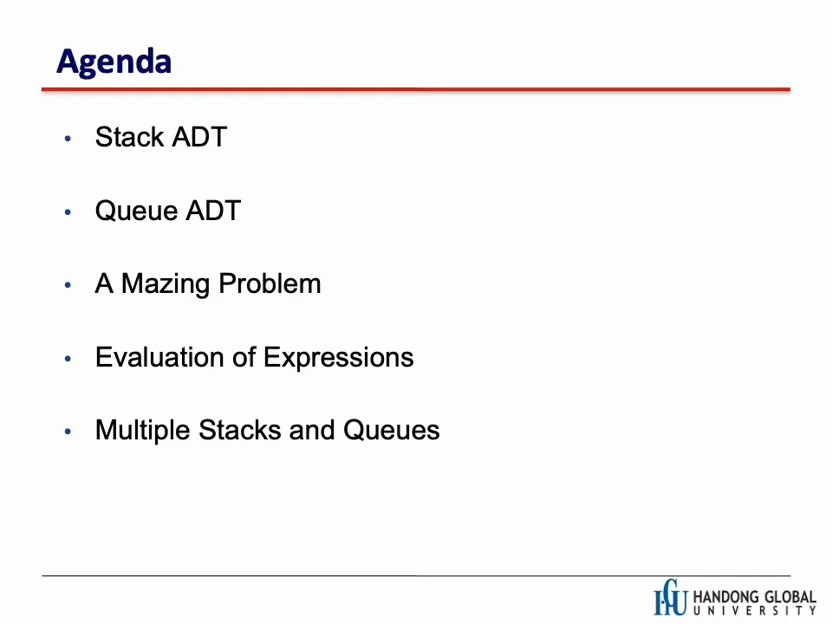In this chapter, first we'll talk about stack as an abstract data type. Abstract data type means we have objects and operations, or data and functions, like a class. And we'll talk about queue as an abstract data type. We have a couple of applications, a maze problem and evaluation of expressions like a calculator. And then we'll talk about multiple stacks and queues.